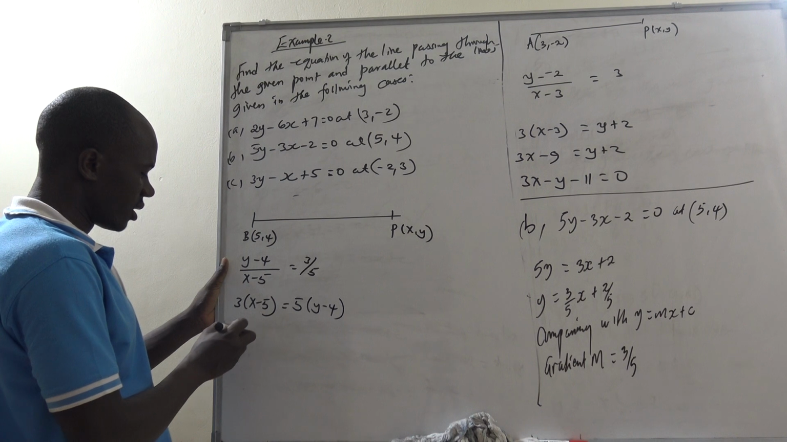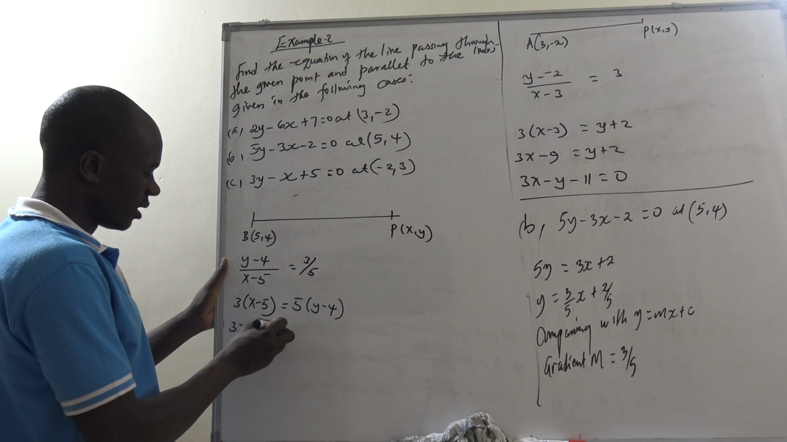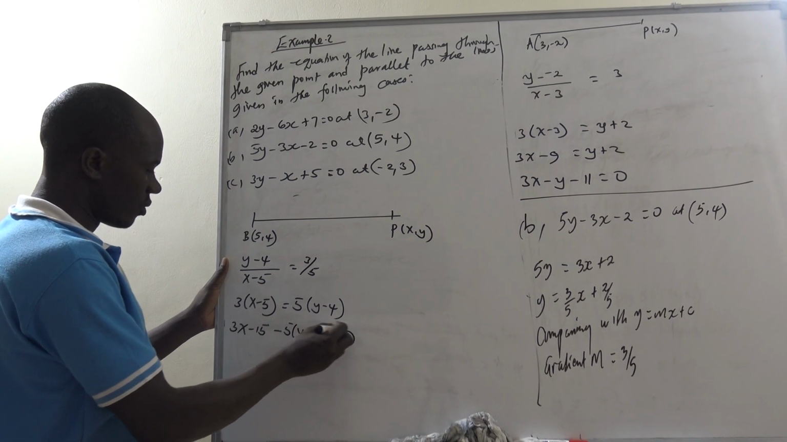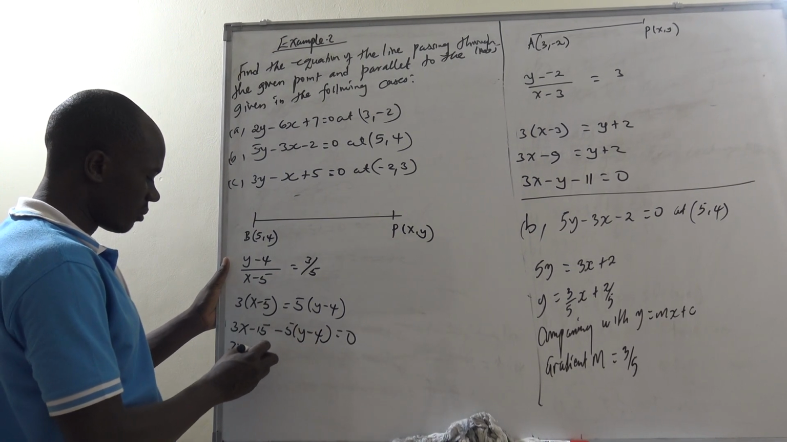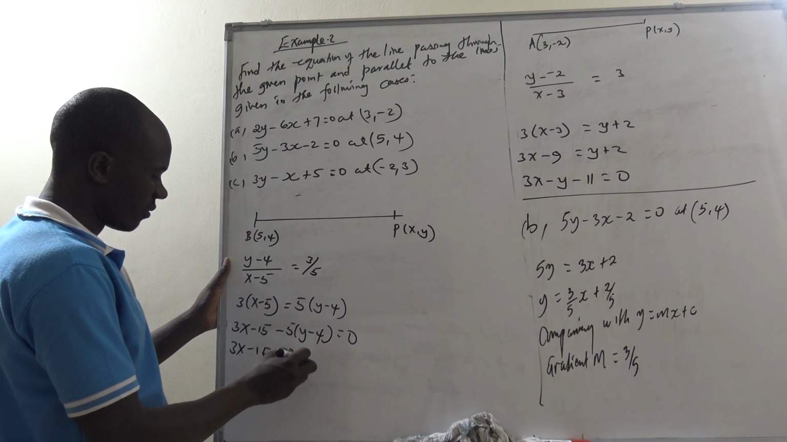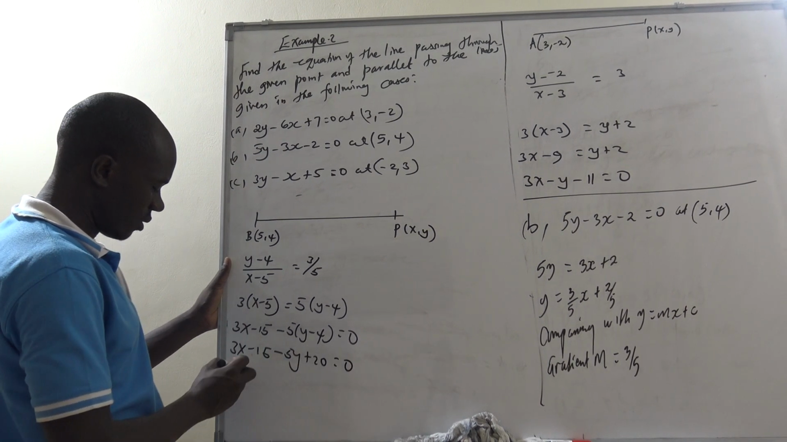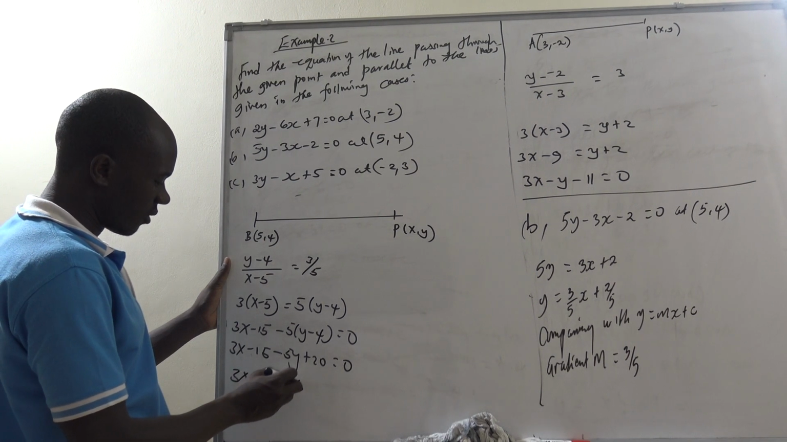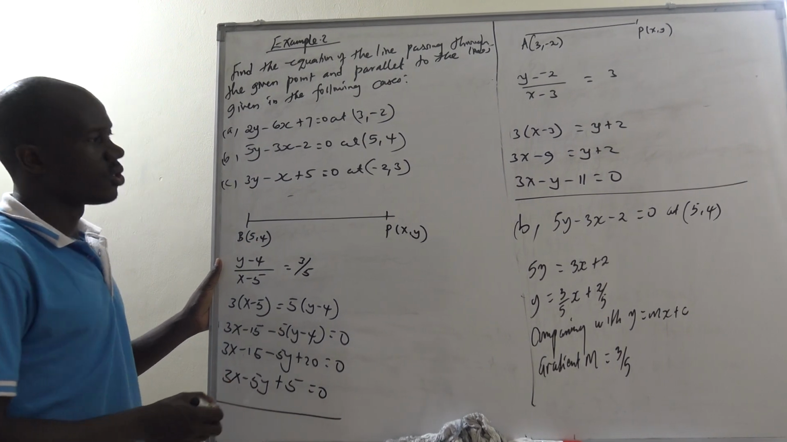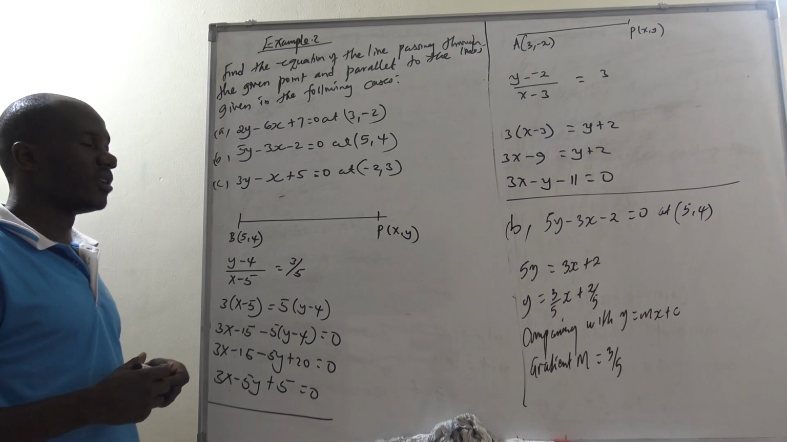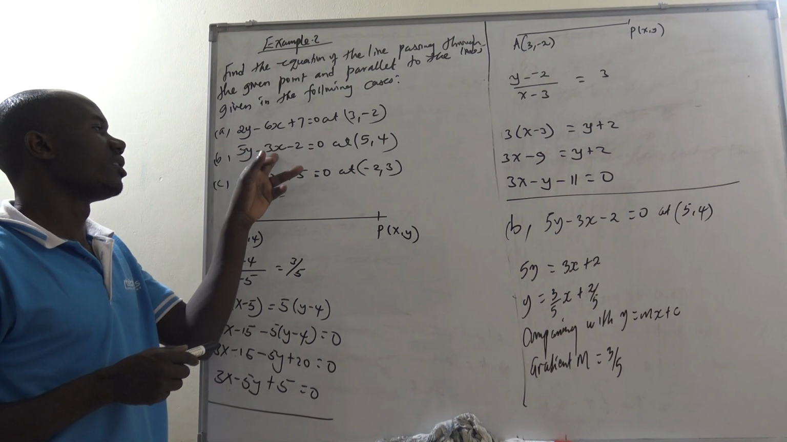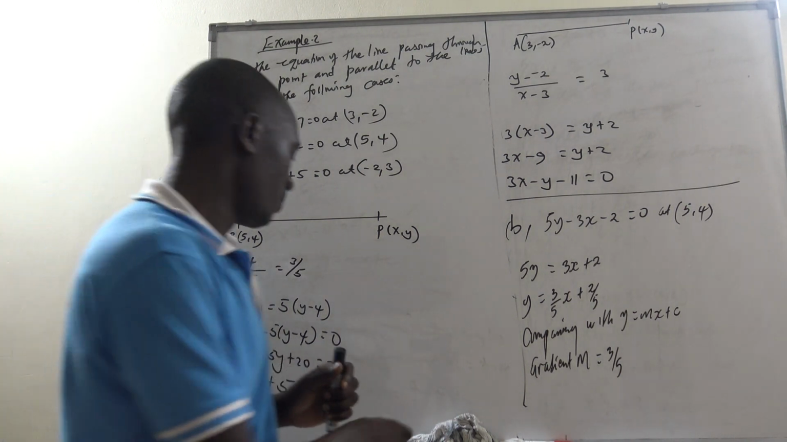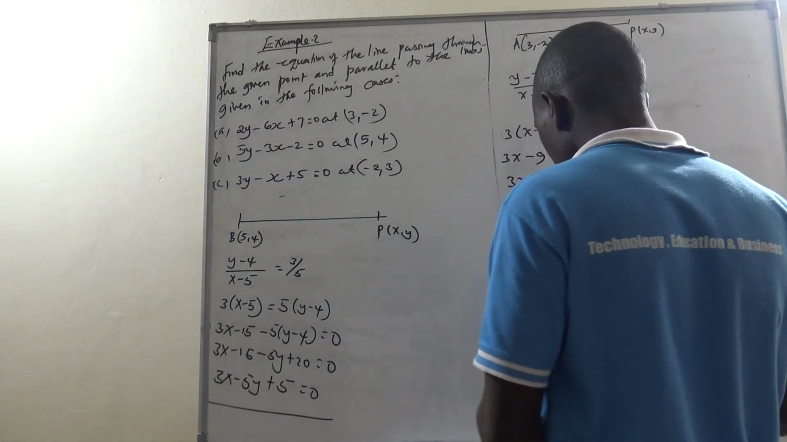So what are we getting? We are getting 3x minus 15 minus 5 into y minus 4 equals 0. So we are getting 3x minus 15 minus 5y plus 20 equals 0. So we are getting 3x minus 5y plus 5 equals 0. So you have finished getting the equation of the line which is parallel to this line at the same time passing through that point of 5, 4. So we are still moving on.